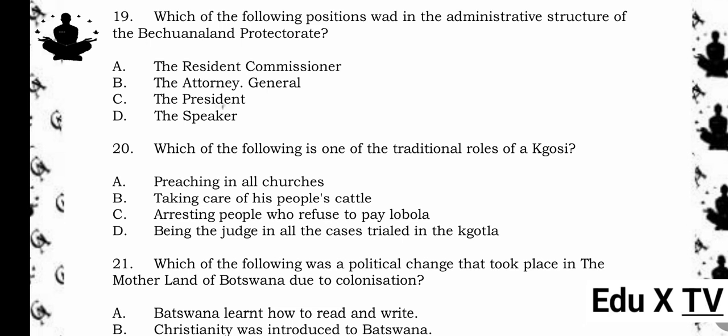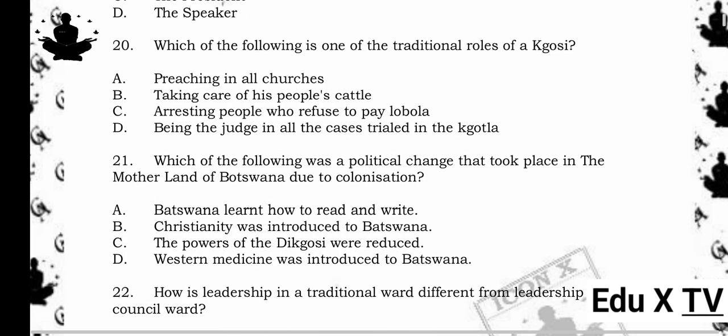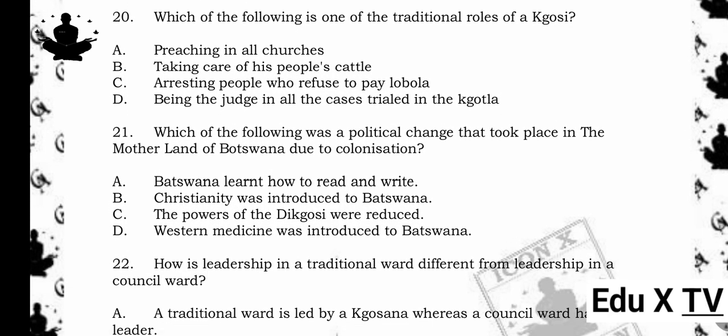19. Which of the following positions was in the administrative structure of the Bechuanaland Protectorate? A. The Resident Commissioner. B. The Attorney General. C. The President. D. The Speaker. The answer is A. The Resident Commissioner. Reason being, during the Bechuanaland Protectorate period, the Resident Commissioner was the top colonial official overseeing administration. The other roles (President, Speaker, Attorney General) came after independence.